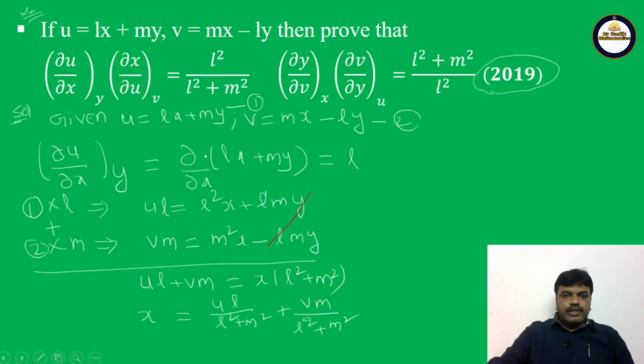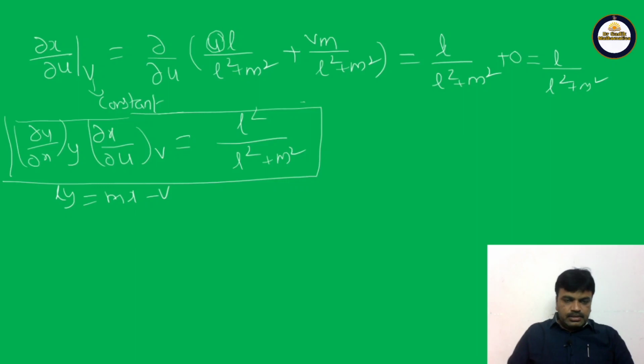Now we are finding the value of ∂y/∂v at x. That means find the derivative of y with respect to v, treating x as constant. So here we get ∂y/∂v.